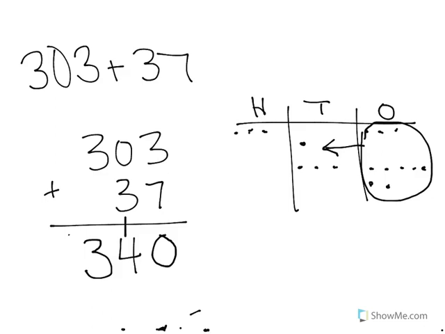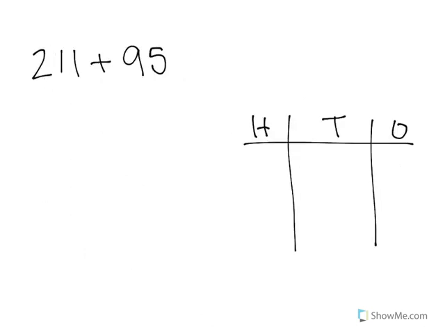Okay, so let's see. My answer should match my drawing. So I have 0 ones left in my ones place. Okay, that looks good. I have 4 tens in my tens place, so that looks good. And I have 3 hundreds in my hundreds place, just like my drawing. Check. All right, let's work on another one together using what we know about our chip model to add when we have hundreds and tens.